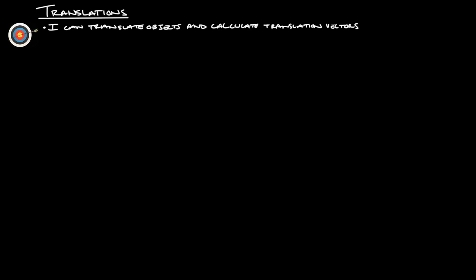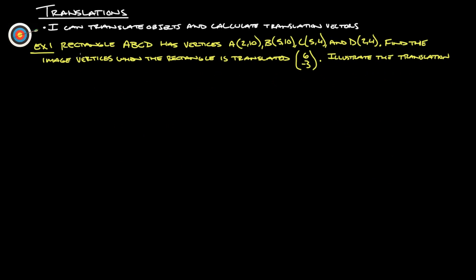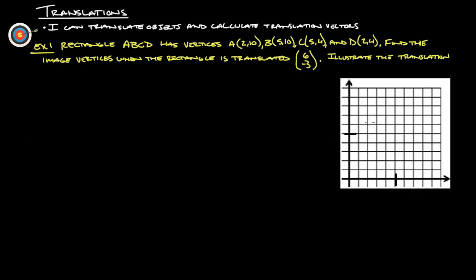Okay, so example 1, rectangle ABCD has vertices A, B, C, and D, and it gives us all the vertices here. Find the image vertices when the rectangle is translated 6, -3, and then illustrate the translation. Okay? All right, I really think it's going to be helpful to actually have a graph so that we can plot these points, and I think that'll just make it a lot easier to understand.